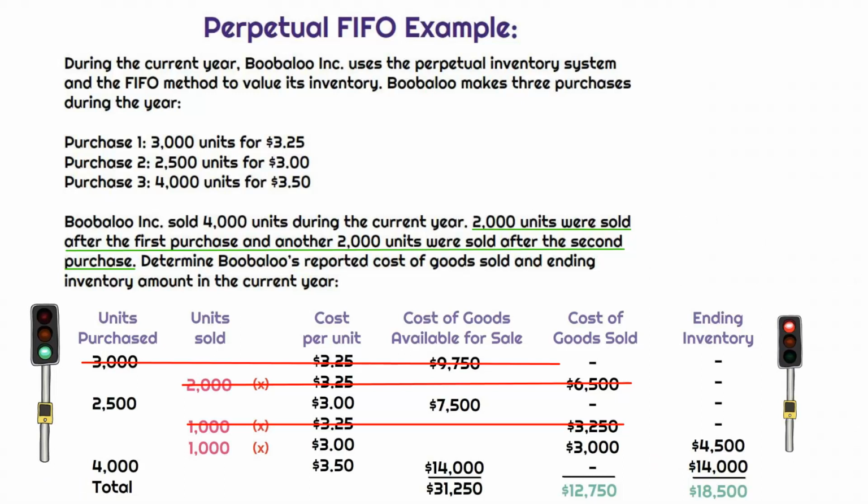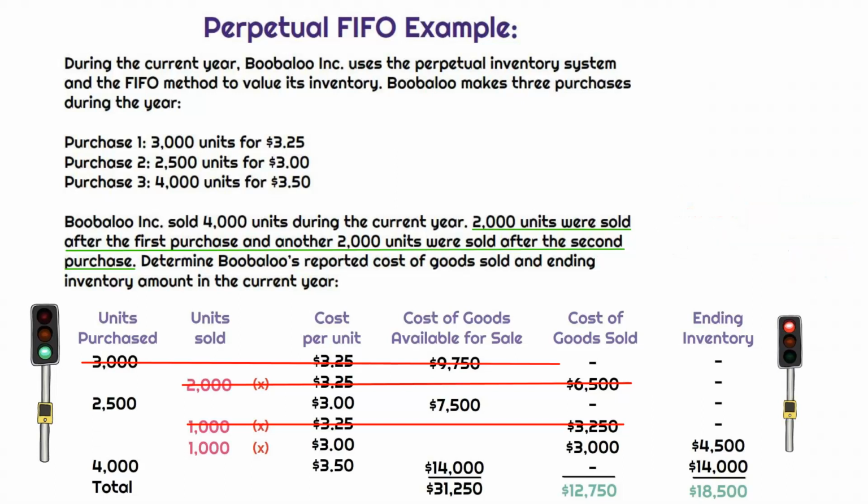So the entire $14,000. That gives us an ending inventory balance of $18,500. How do we check that? We take cost of goods available for sale, $31,250, and reduce it by the cost of goods sold of $12,750. That gives us our check for $18,500.